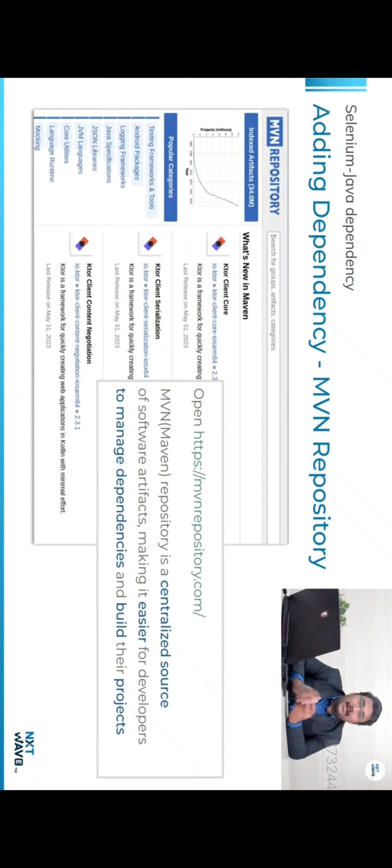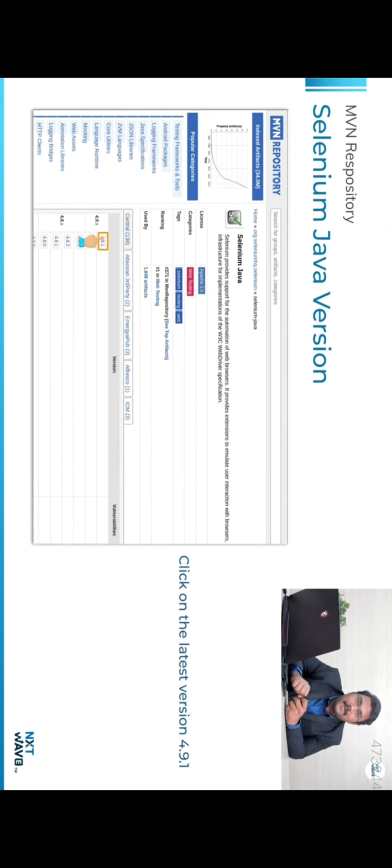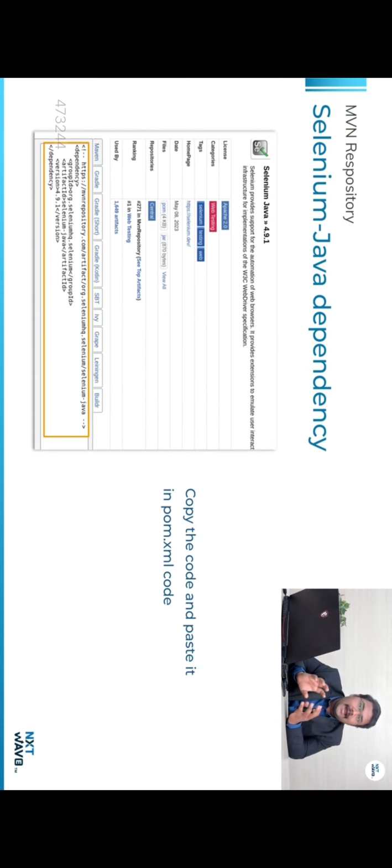As we have seen, the Maven repository is a centralized source of different kinds of software artifacts, which makes it easier for developers to manage dependencies and build their projects. We opened the Maven Central repository, searched for a dependency that we needed, Selenium-Java, opened the latest version 4.9.1, copied the code, and pasted it into the dependencies in our pom.xml file.